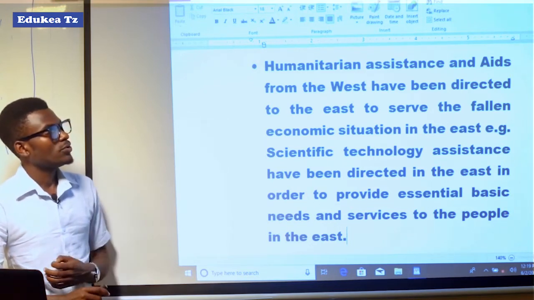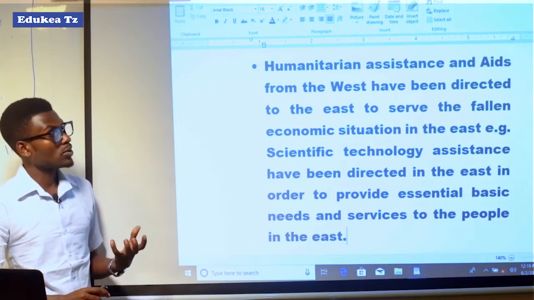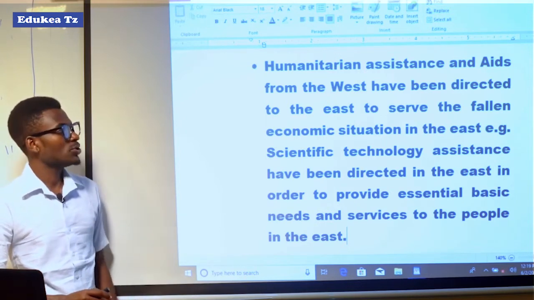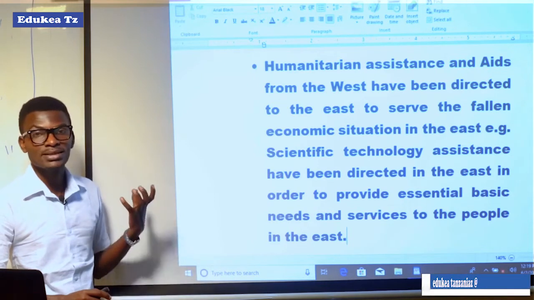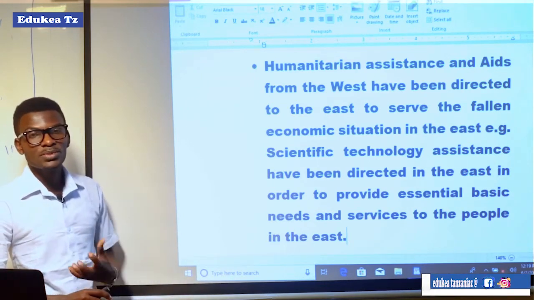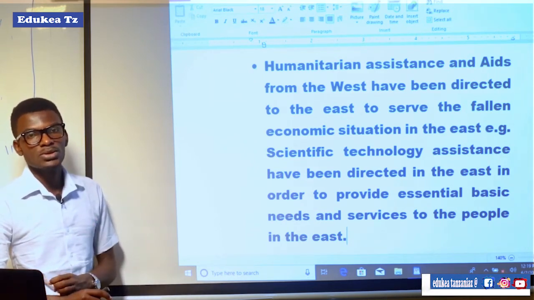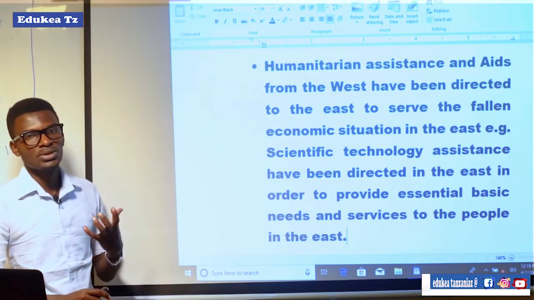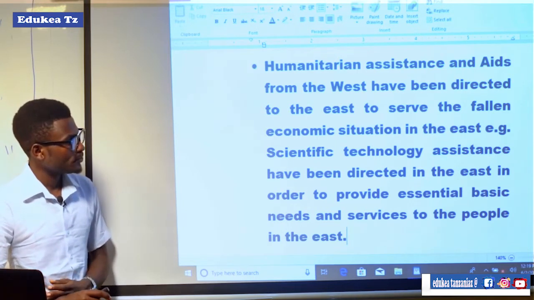Humanitarian assistance and aid from the West were directed to the East in order to save the failing economic situations in the Eastern countries. After the collapse of USSR, we witnessed that many Eastern countries collapsed economically because there was no longer assistance from the Eastern camp or USSR, because it had already declined.